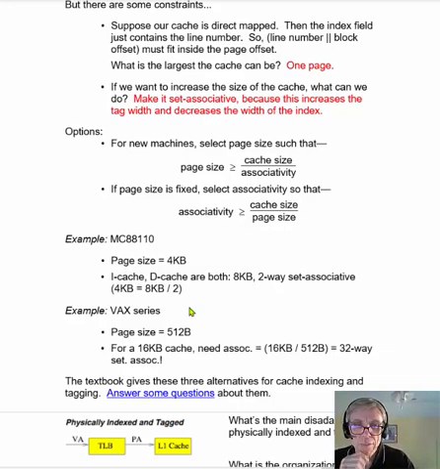On the Digital Equipment VAX series, which was a really influential architecture of the late 1970s, the page size was only 512 bytes, which is the smallest page size I've ever seen. For a 16 KB cache then, we needed the associativity to be greater than 16 KB divided by 512 bytes, and that means 32-way set associative. Now, I don't think I've ever seen a 32-way set associative cache.